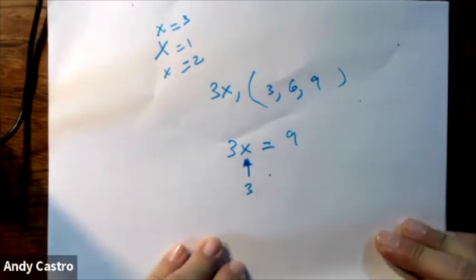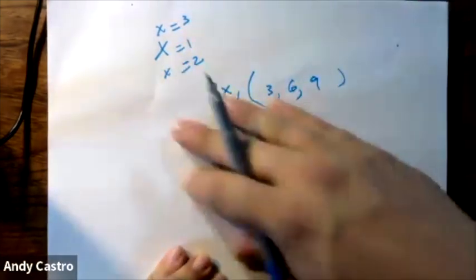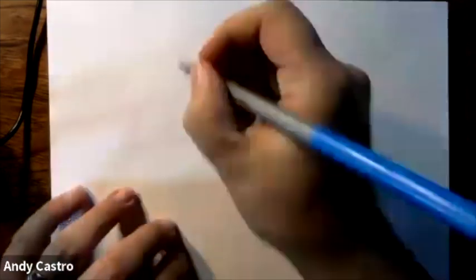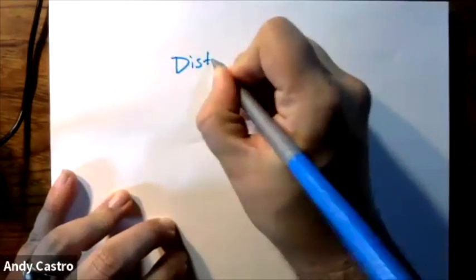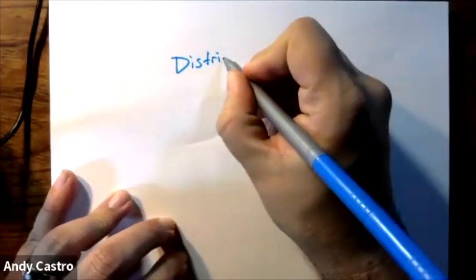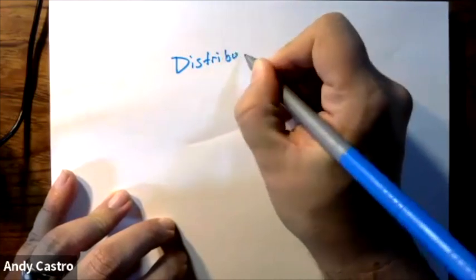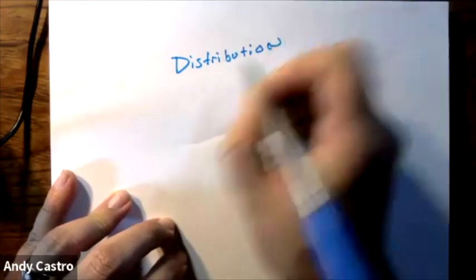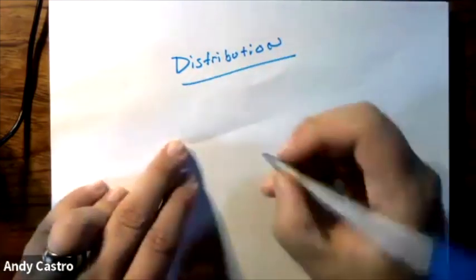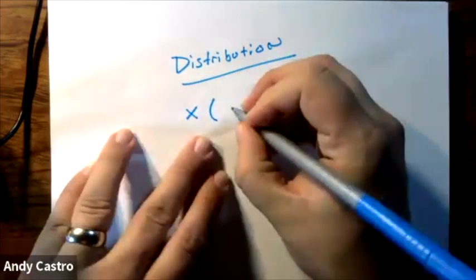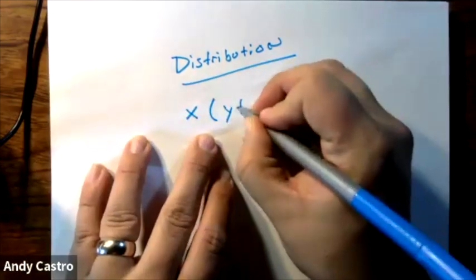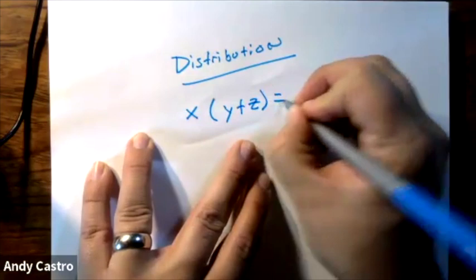All right, now that we've talked about variables and expressions, we're going to talk about a lot of different properties and axioms that can be used in equations. So the first thing that I want to talk about is what's known as distribution. All right. So in your notes, and I'm going to use variables for this.